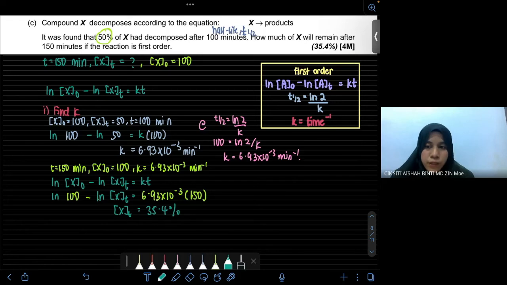So certain questions they ask, we really have to do 2 steps to find out the answer. In the first one, we have to find our K first. Then we can find out our concentration after 150 minutes. So that's for question C. So again, to integrate the equation, whether you like it or not, you have to memorize the, what do you call that? The formula. That is where you have those 3 equations.